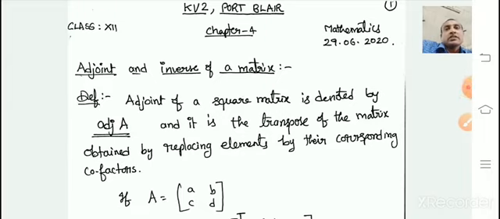In this session you are going to see class 12th mathematics CBSE chapter 4 determinants, in that one concept which is adjoint and inverse of a matrix. Adjoint and inverse of a matrix.